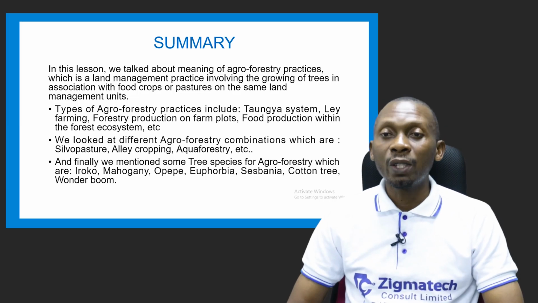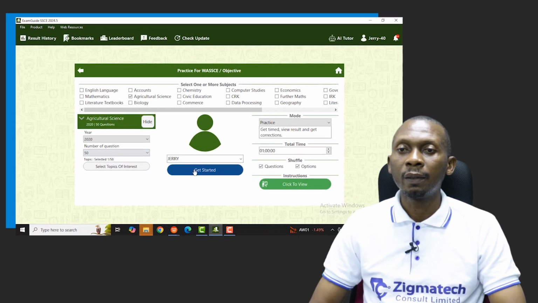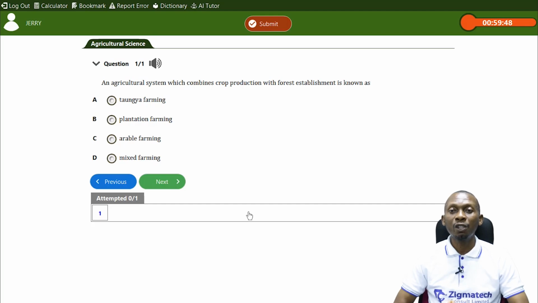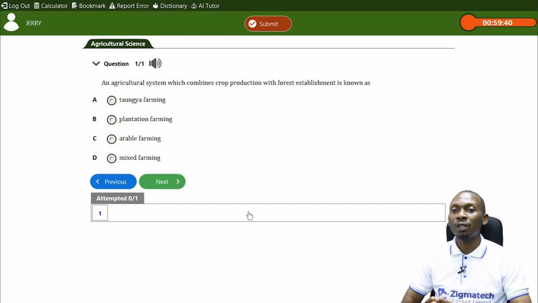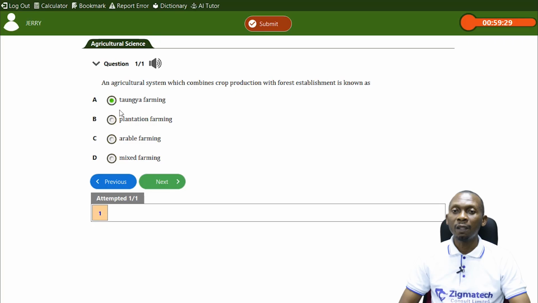So let's take a look at some questions to test our understanding. Now this question says, an agricultural system which combines crop production with forest establishment is known as A. Tonga farming, B. Plantation farming, C. Arable farming, D. Mixed farming. Remember when we talked about the Tonga system, we said it's a system whereby food crops are grown together with forest trees at the same time on the same plot of land, but the food crops are harvested before the trees form canopies. So the answer is Tonga farming.